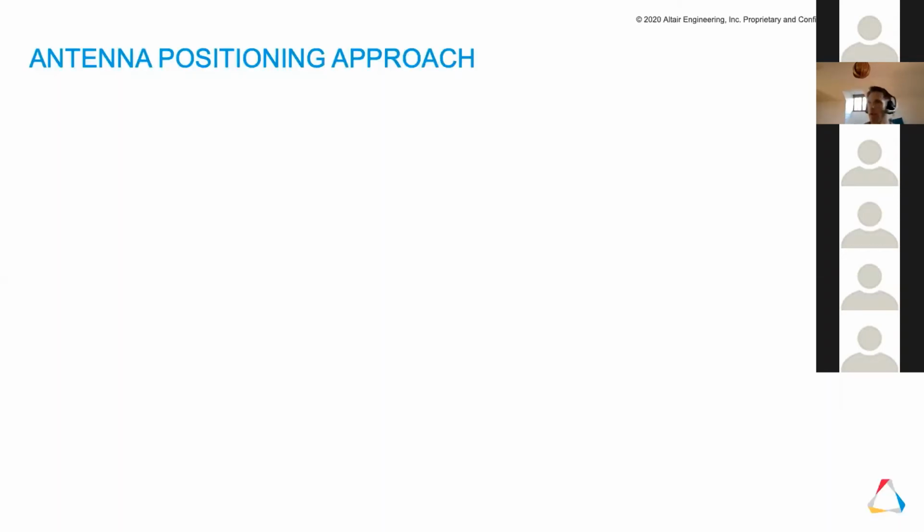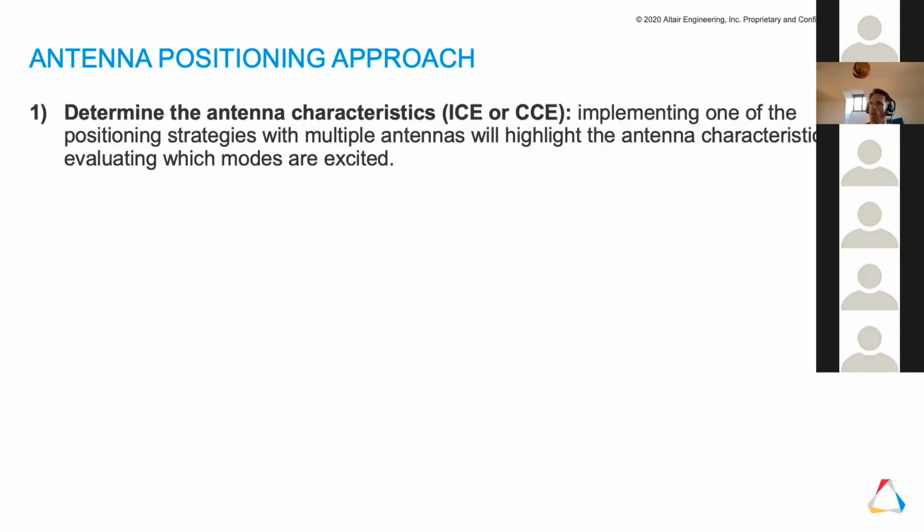So at this point, we tried to derive an approach with respect to single antenna positioning using CMA. The first step seemed to be important, obviously, to have an understanding of the characteristics of the antenna that you want to use. In other words, does it exhibit inductive coupling or capacitive coupling behavior?